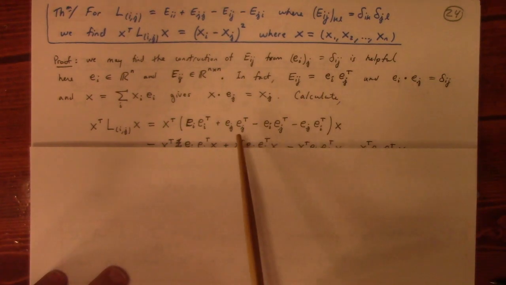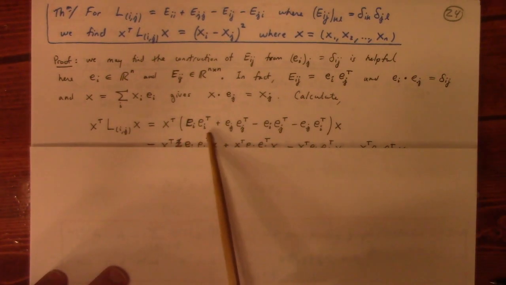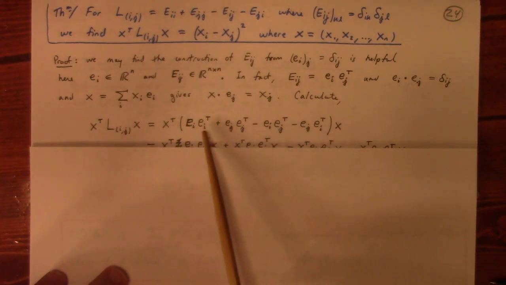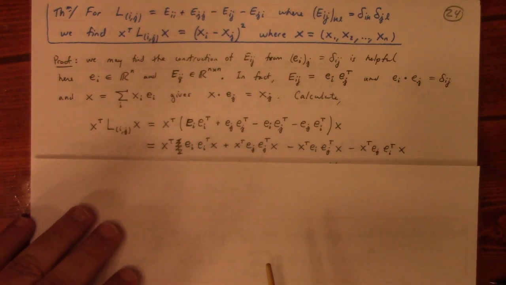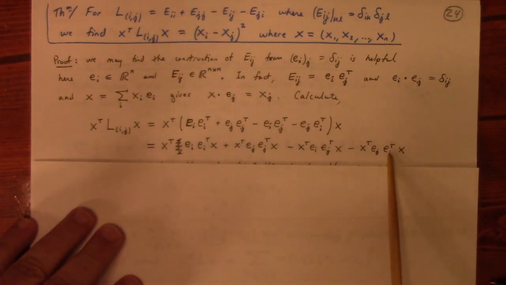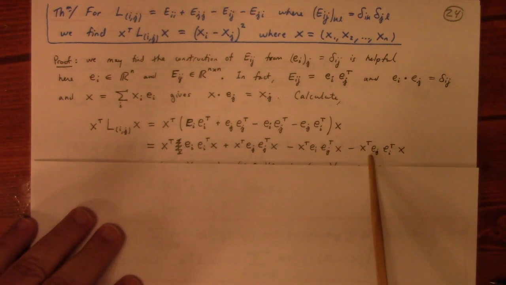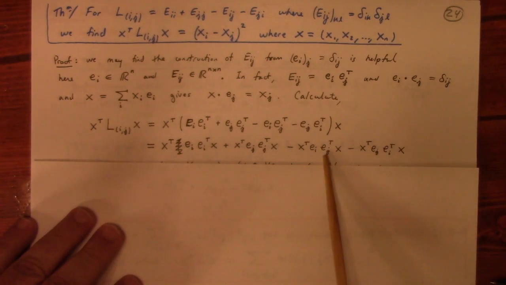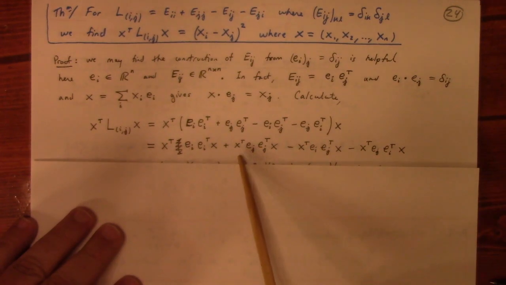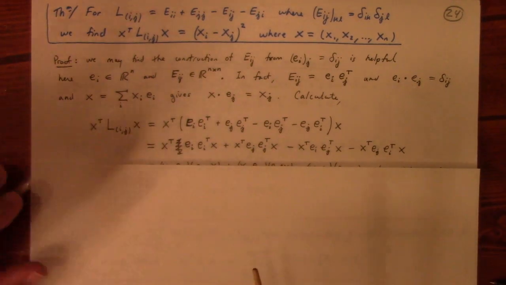And if you do that, then you can expand this in terms of products of the standard basis vectors, and then when you multiply x transpose and x on that, it gives you an ei dot x, an x dot ej, ej dot x, x dot ei, ej dot x, x dot ej. It's dot products all around.